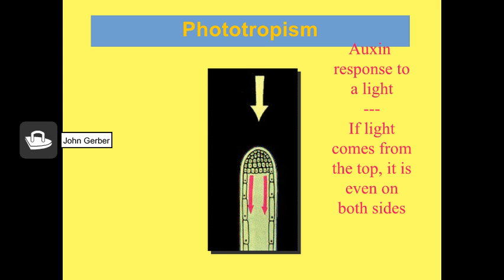Okay, so light triggers auxin and auxins help cells to elongate. This helps us understand how the plant turns toward the light. In this picture, the light is coming down strictly from the top. It's even on both sides, and both sides of this emerging seedling are growing equally, going upright.